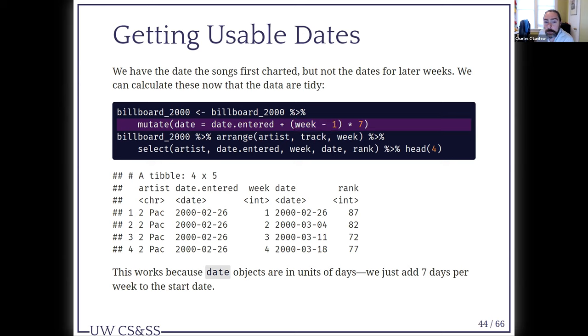This means that for week minus one, the first week, we just want it to be the date entered. But in the next week, we want it to be 7 days later. So on and so forth.